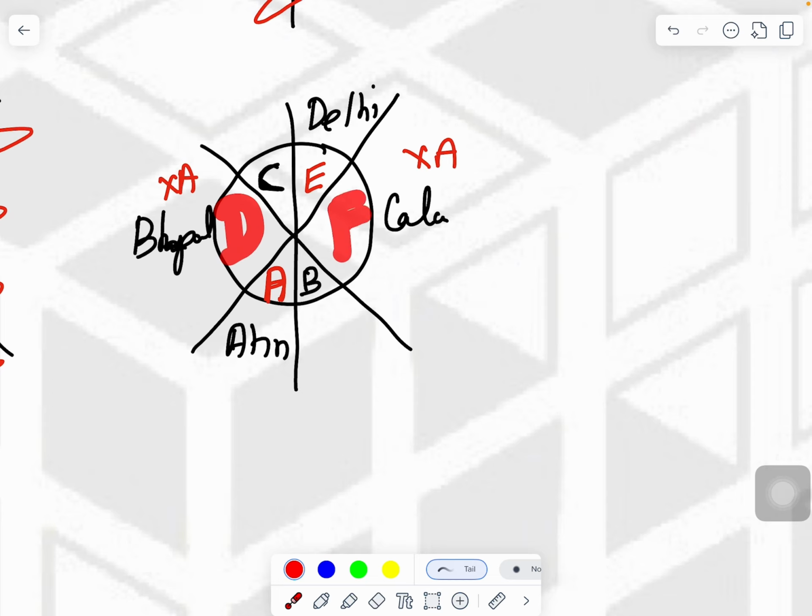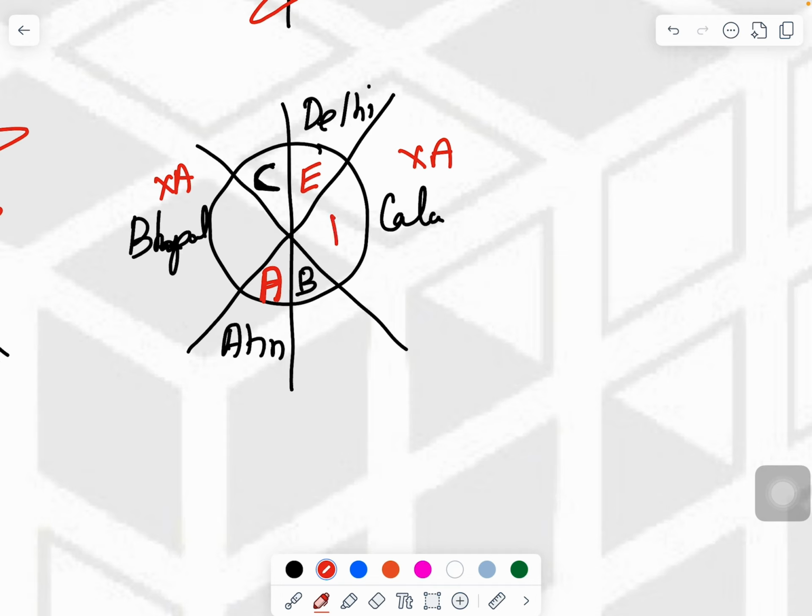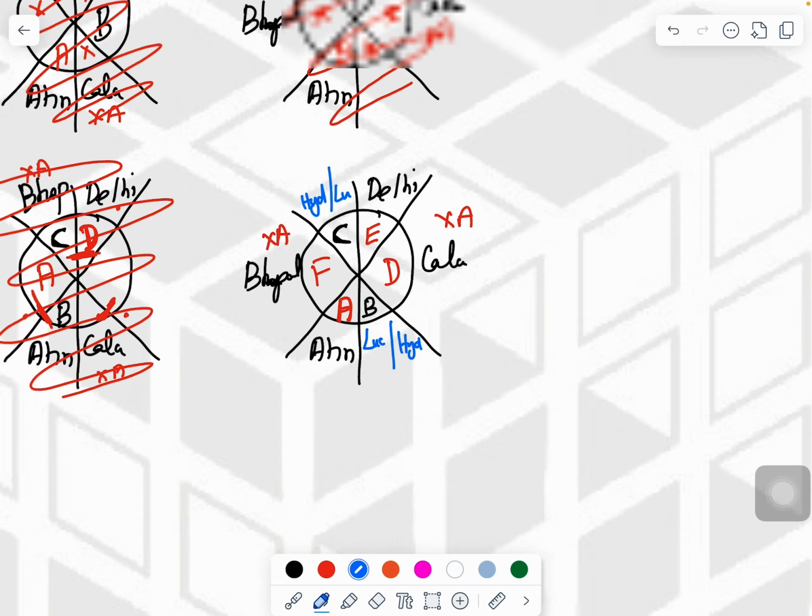If I place my D here and F here, AB consecutive, CD consecutive, EF consecutive, there will be 3 consecutive. So DF cannot come in this order. Rather, DF should be in this order. That's why AB is one consecutive, D is another consecutive. Is there any other consecutive? No. So this is where D should come and this is where F should come. So all the conditions are satisfied. Only thing is Hyderabad and Lucknow is not filled. So there are 2 subcases for it. Hyderabad can come here and Lucknow can come here, or Hyderabad can come here and Lucknow can come here.